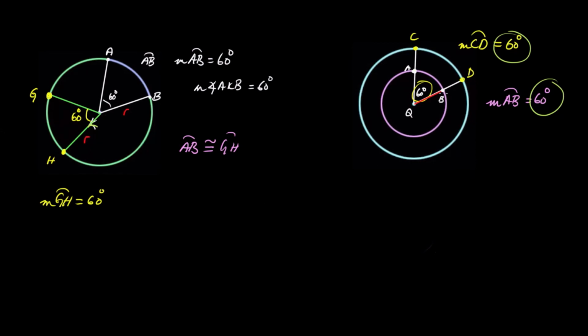So either they must be from the same circle or they must be from congruent circles, circles with the same radii. So for two arcs to be congruent, their central angles must be congruent, and the radii of the circles to which they belong must be congruent. Otherwise, the arcs would be of different lengths.